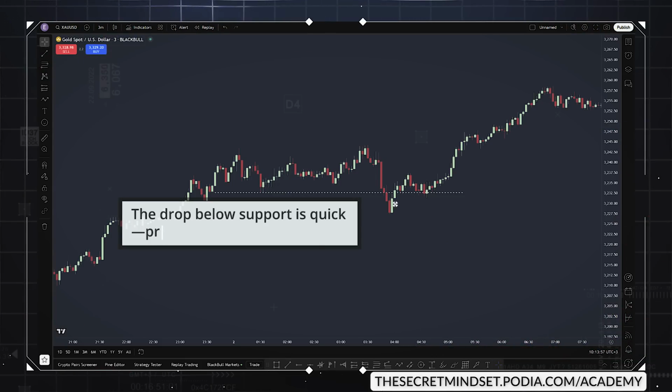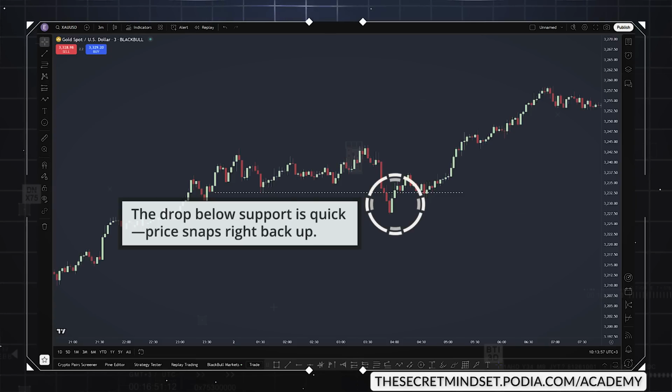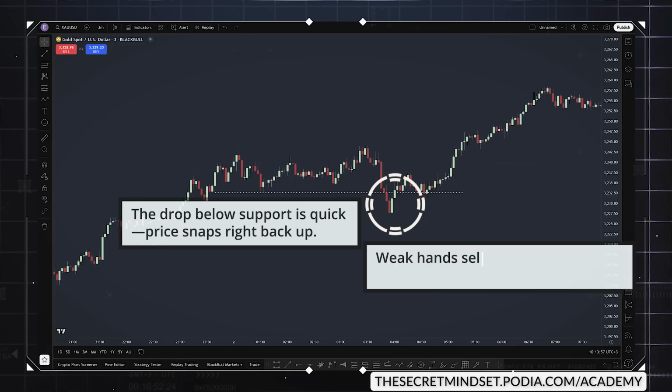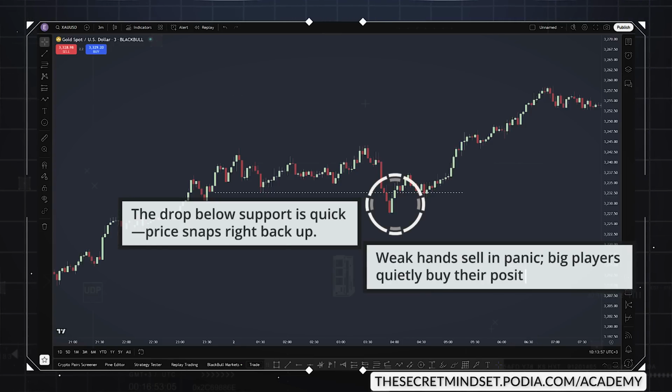Here's the key. The drop below support doesn't last. It's quick, sharp, and then just as suddenly, price snaps straight back inside the range. The bounce is hard and fast. The market shakes out the weak hands, traders who panic and sell at the worst time. This flush is not random.